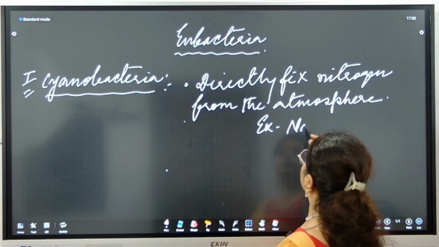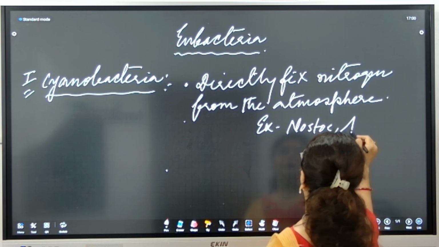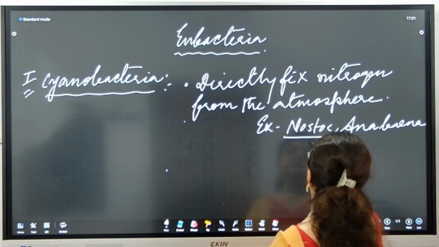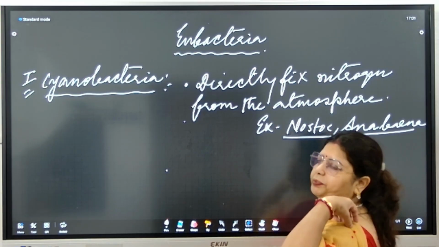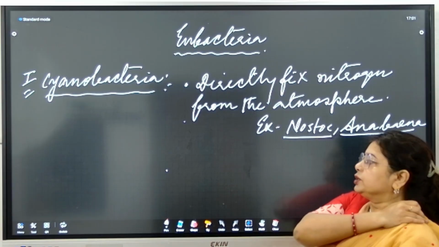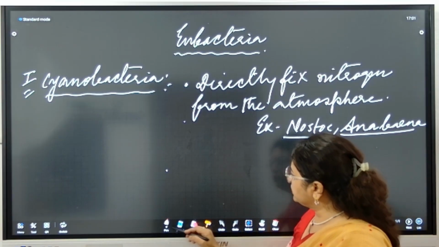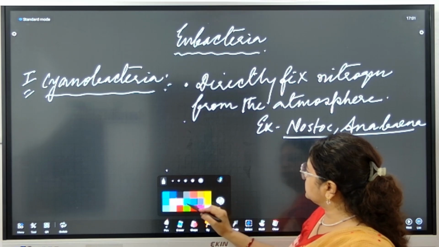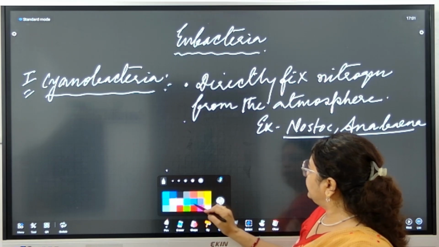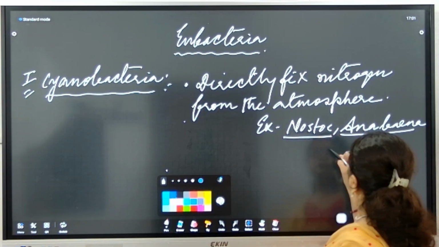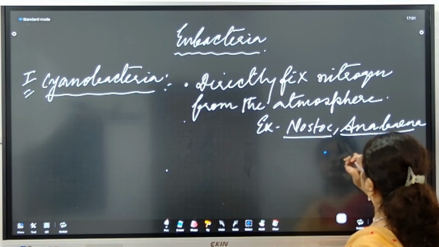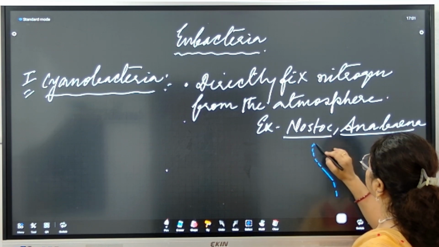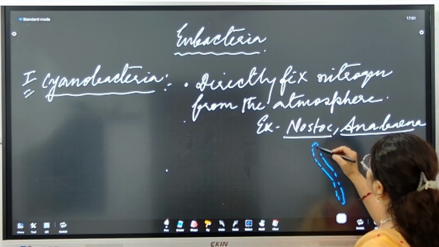That is Nostoc, Anabaena. These are all genera. Cyanobacteria can fix nitrogen. Okay. So how do they fix? I will show you. This is important for the school exam. So let us draw this. I am drawing the filamentous Nostoc. This is a filamentous form.